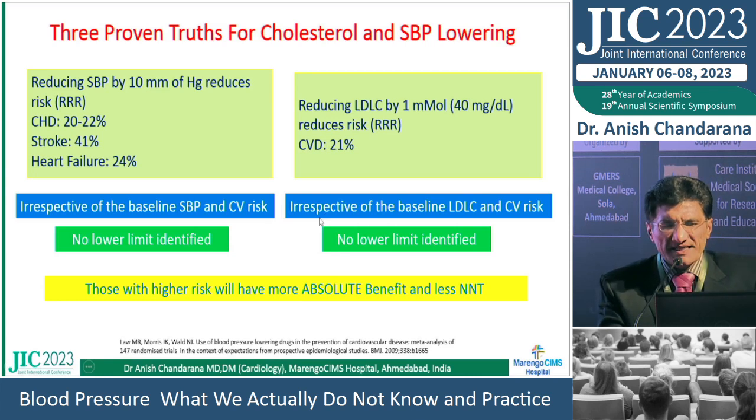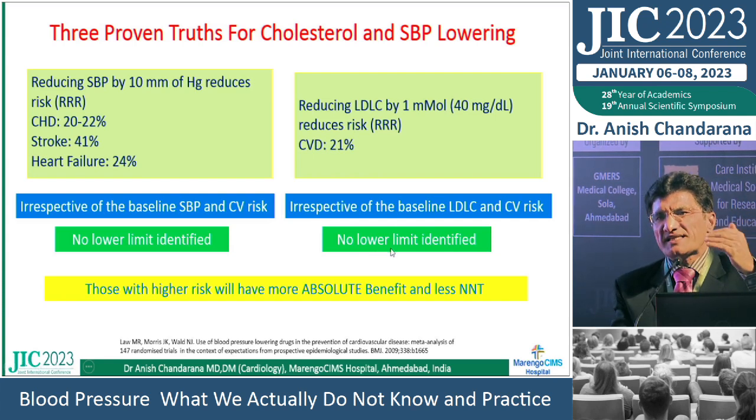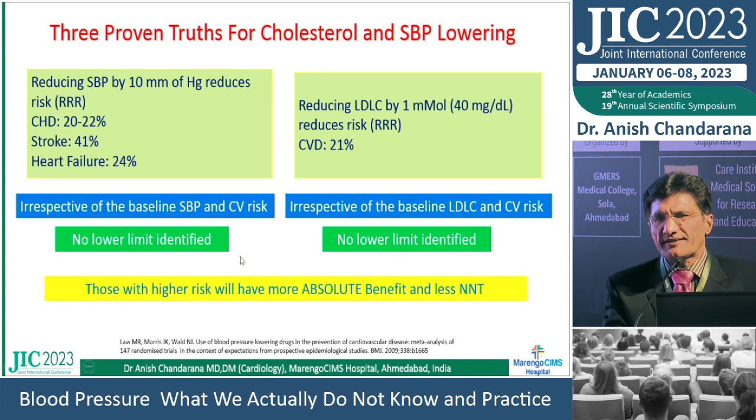The second beautiful truth is that the benefit is irrespective of the baseline LDL cholesterol, and here it is irrespective of the baseline SBP. And to your surprise, as we know, in cholesterol there is no lower limit identified. You reduce your LDL from 160 to 120, there is benefit. 120 to 80, there is benefit. 80 to 40, there is benefit. And 40 to 0, perhaps there is benefit. So similarly, when you reduce systolic blood pressure from 120 to 110, there is benefit. From 110 to 100, there is benefit. From 100 to 90, there is incremental benefit. Yes, in blood pressure there is one additional point that you have to be clear about: postural giddiness, CNS perfusion, and kidney perfusion.